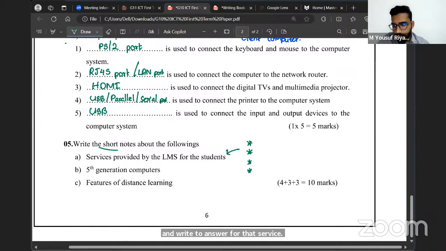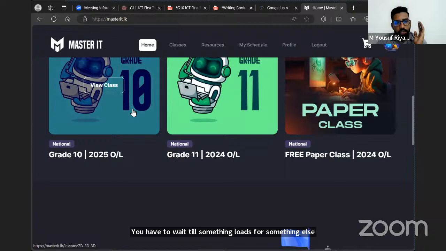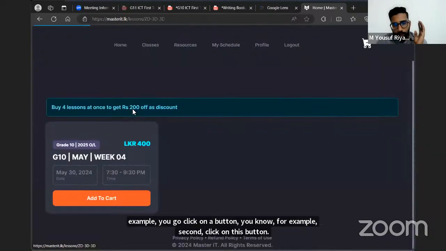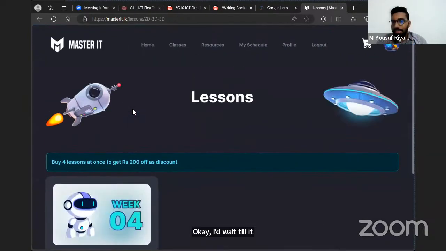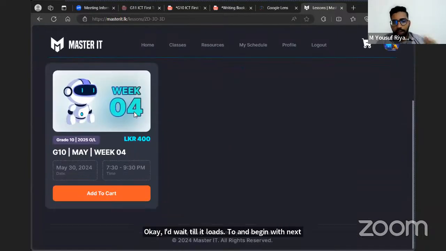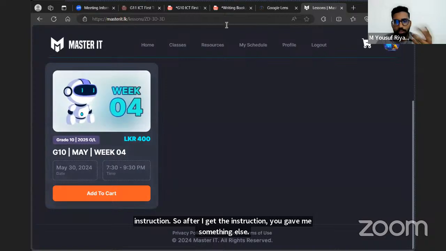How can browsing the internet be half duplex? For example, when you go to the browser and type something, while the browser is loading, you can't go and get something else. You have to wait till something loads for you to ask something else. You can't do both at once. For example, if I click on this button, I have to wait till it loads to give the next instruction. After I gave the instruction, it gave me something else. For me to give something back, I had to wait till it loads. That's why it's half duplex. We can't do it in parallel.